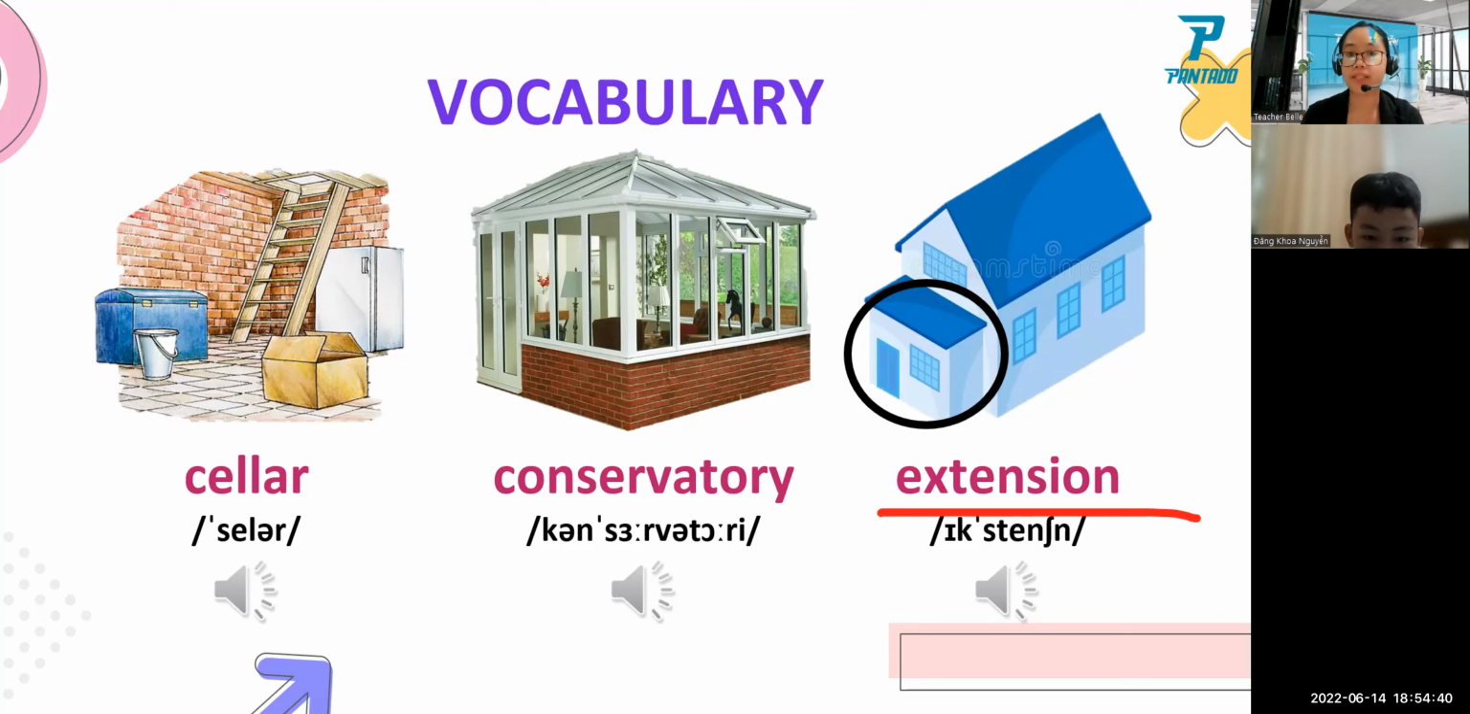Yes. Can you please read, Koa? What is it? Extension. Yes, extension. I don't know how to explain this. No, tell me something about you. What's your understanding about extension? It's just like the extension of the house. See, you got it. You can explain it, Koa. Just believe in yourself, okay?